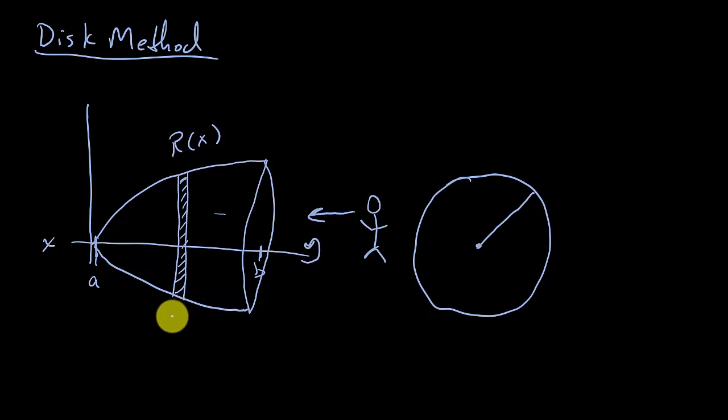So the thickness of this thing is what? We'll call it delta x, since this thickness is going along the x-axis. If the rectangle were going along the y-axis, we could call it delta y. But right now we're on the x-axis, so this is delta x. So what would be the area of this circle? The area of the circle is pi r squared, pi times the radius squared.